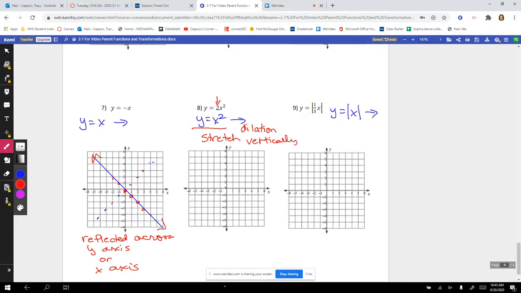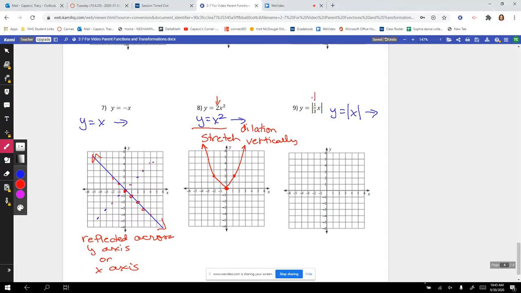So again, we're going to be here, and then here comes the stretch. Now, you can pick points if it makes it easier for you. So it's going to be just a little bit more narrow there in our slope. Okay, let's look at our last one, number 9.